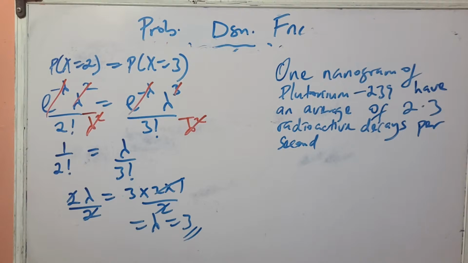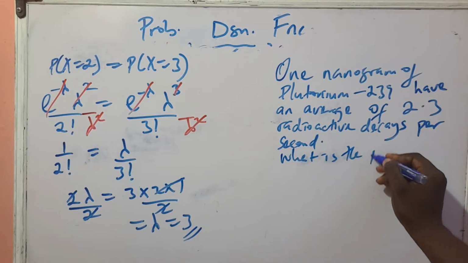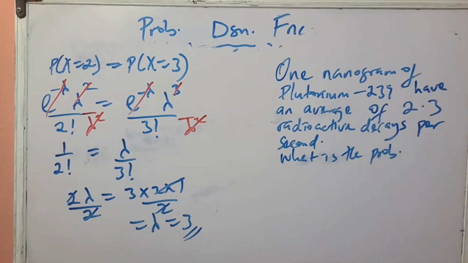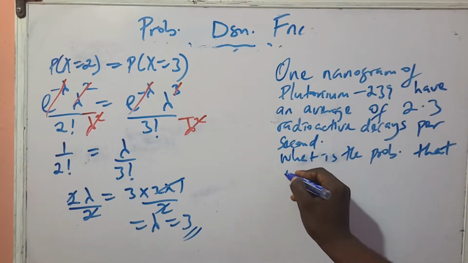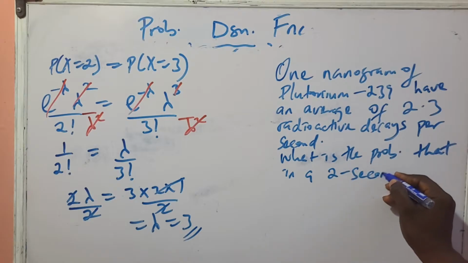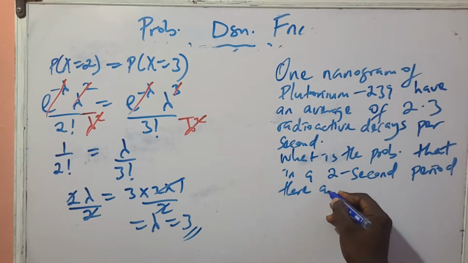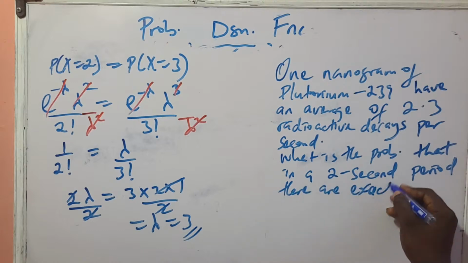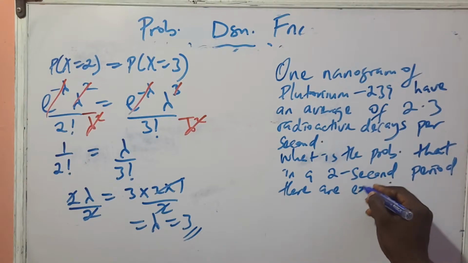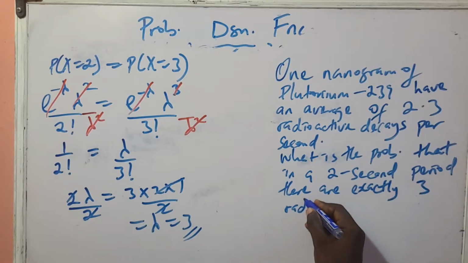All right. What is the probability that, this is the question now, in a 2-second period, there are exactly 3 radioactive decays?